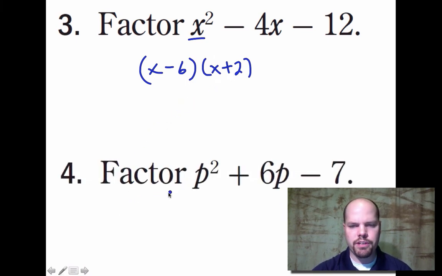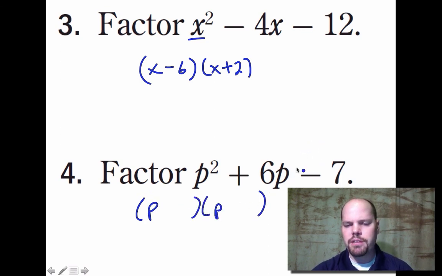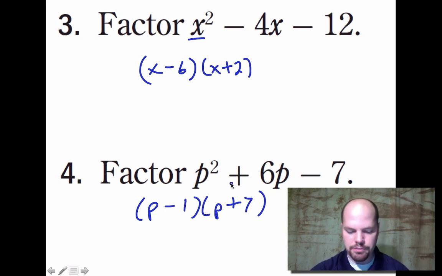And the last one, factor p squared plus 6p minus 7. So this is going to be p and p. They multiply to be negative 7, but add up to 6. So we need one of each: a minus and a positive. The larger one is positive, because the sum is positive 6. The only integer factors of 7 are 1 and 7. So it has to be a minus 1 and a plus 7, because p times 7 would be 7p, and negative 1 times p would be negative p. So those add up to a positive 6. And that would be the factored form of that trinomial.